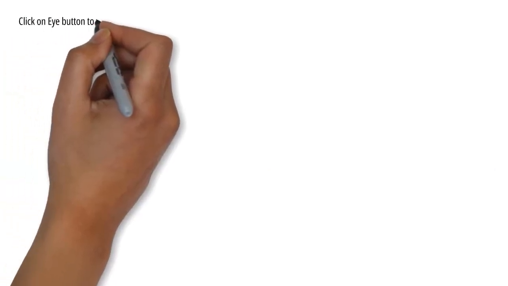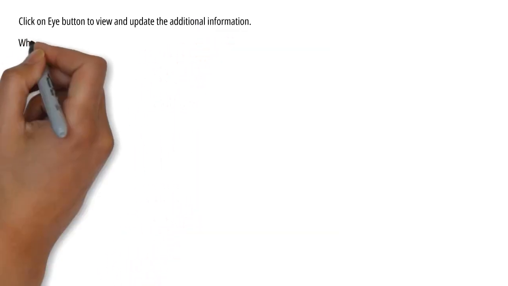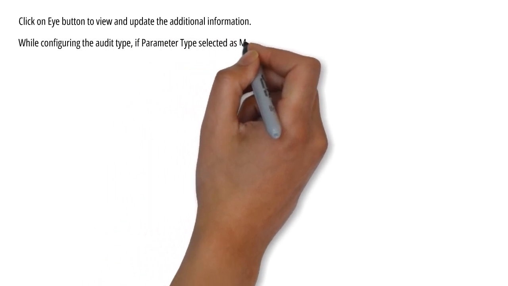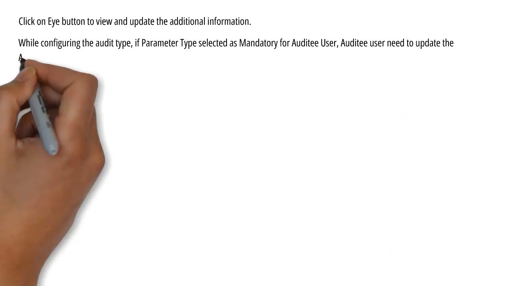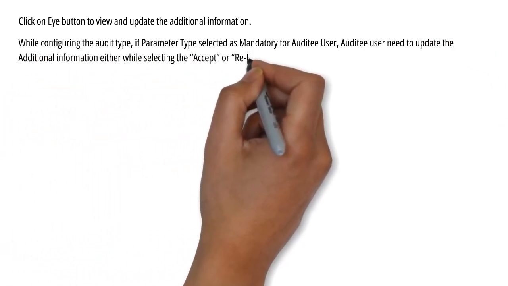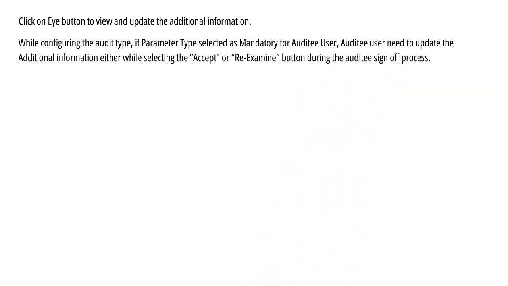Click on the I button to view and update the additional information. While configuring the audit type, if the parameter type is selected as mandatory for Auditee user, the Auditee user needs to update the additional information either while selecting the Accept or Re-examine button during the Auditee sign-off process.